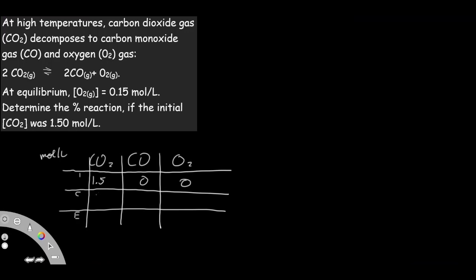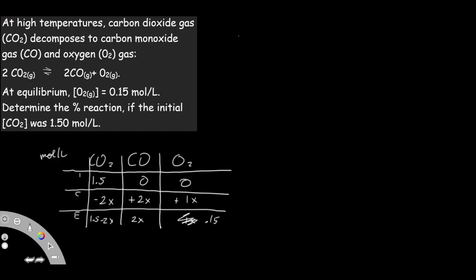And then our change, of course, we've got to be putting a negative value. This is being consumed, this is being gained, so this is a positive, this is also being gained. And then we're going to be putting 2x because that's our coefficient. 2x, also another coefficient of 2, and then just 1x, coefficient of 1. And then we just do 1.5 minus 2x over here. You just sum them up, 2x, and then x. Okay, at equilibrium, O2, so we're going to be revolving around here, okay, at equilibrium. This one is going to be at 0.15 moles per liter. Okay, this is all still moles per liter.